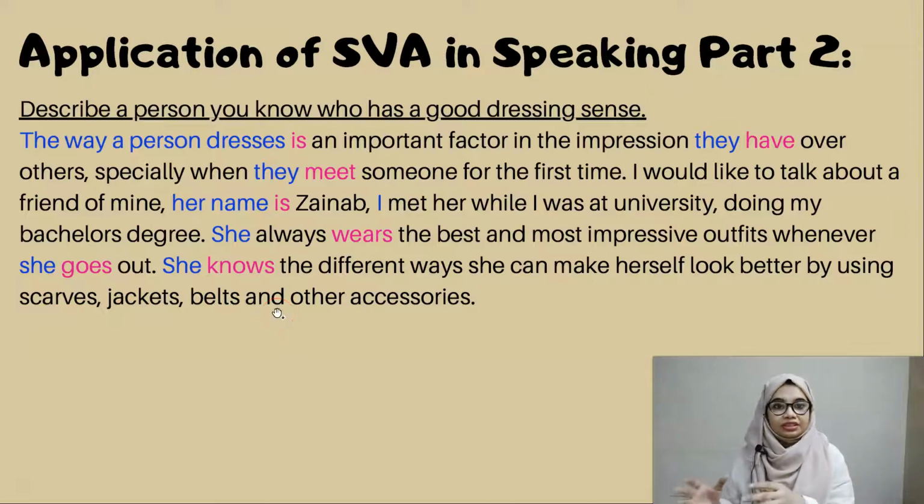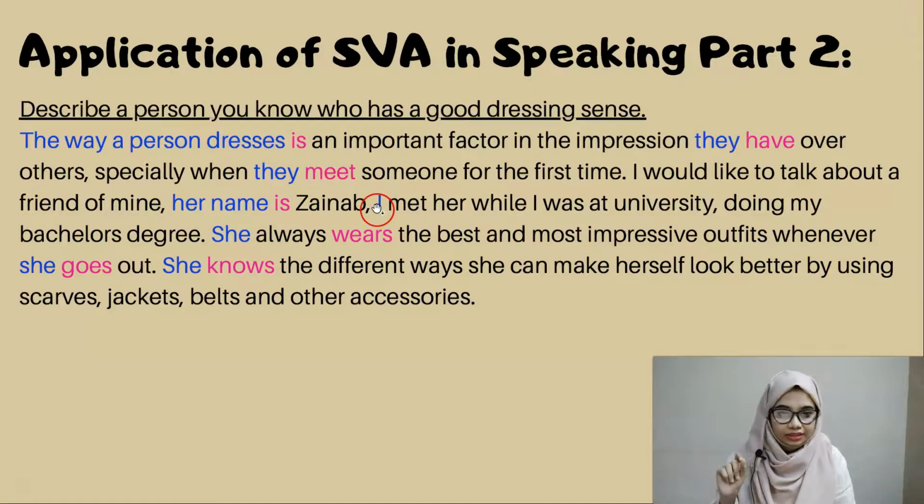So just like the last slide, even in this one, the subject is highlighted in blue and the verb is in pink. The way a person dresses is the subject, is third person singular. We are talking about one way. They, plural third person, have. Plural third person takes have, not has. They meet, plural third person, meet, plural verb without an s. Her name is the subject, is the verb.